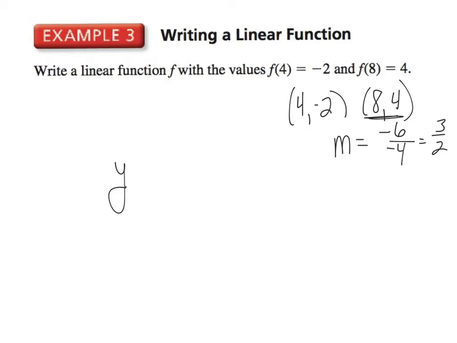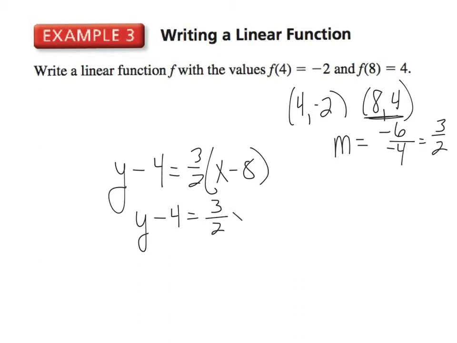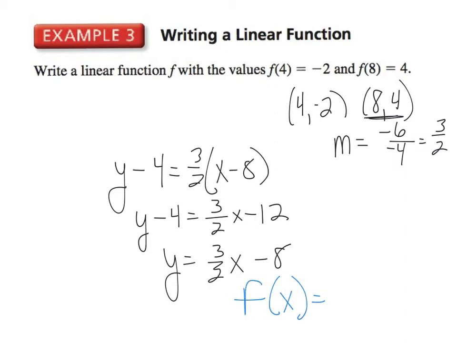So y minus my y value equals my slope multiplied by x minus 8, my x value. So what do I want to do? Well, I can distribute. So that gives me 3/2 or 1.5 x. 3/2 times negative 8, let's see, that'd be negative 12. I then add 4 to both sides. And now I have to make it a function. f of x equals 3/2 x minus 8. And there's my function.